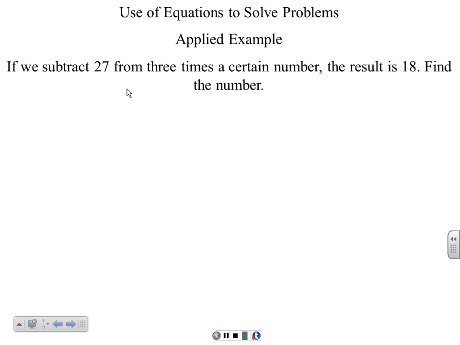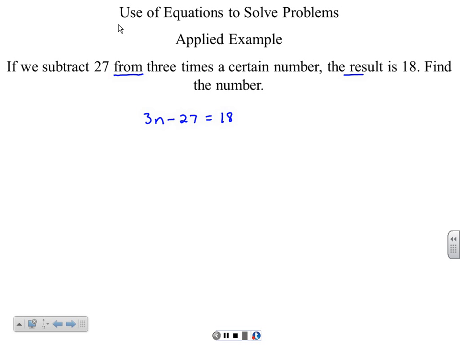This particular problem says if we subtract 27 from 3 times a certain number, the result is 18. Find the number. So we do have an equation here. I know that I have an equation because it's asking me to solve for the number, find the number. So what I'm going to do is turn these words into symbols like we did in chapter 1. So if we subtract 27 from 3 times a certain number. Now this from means that I'm going to take 27 away from 3 times some number. Don't plug a number in, that's going to be a variable. The result, that's going to be equals 18.